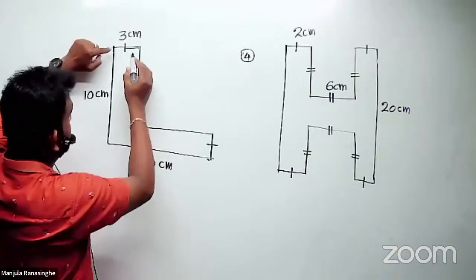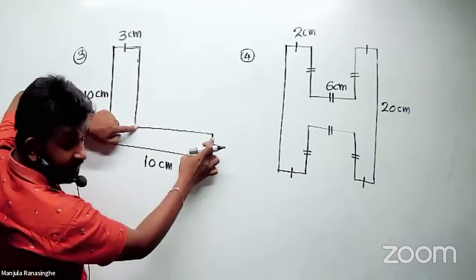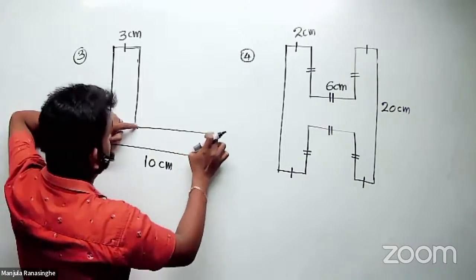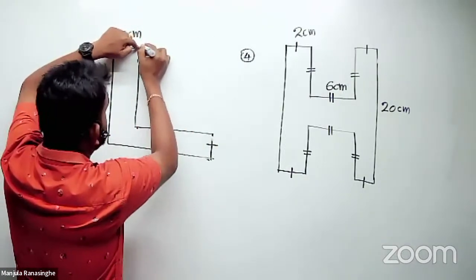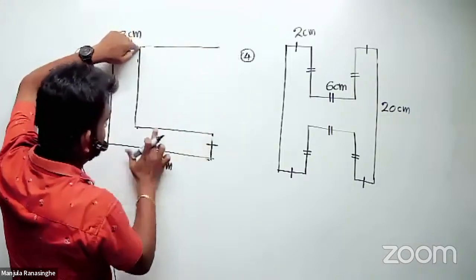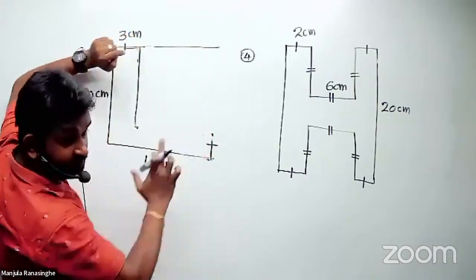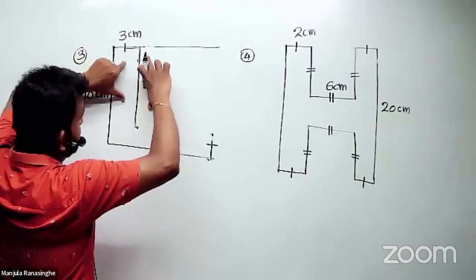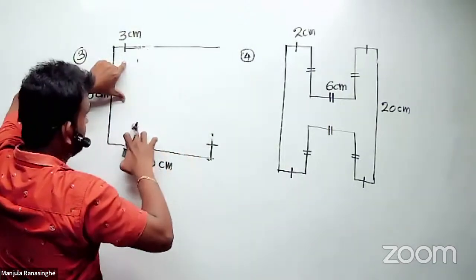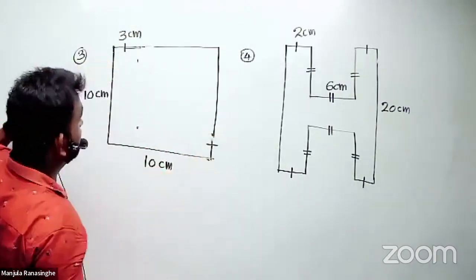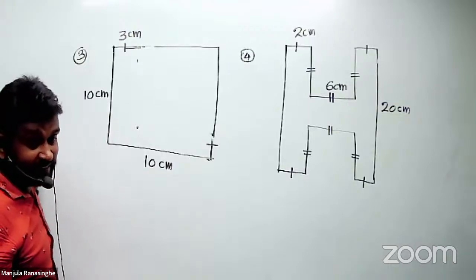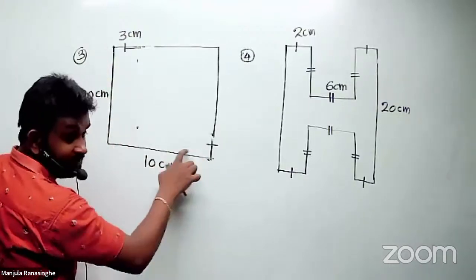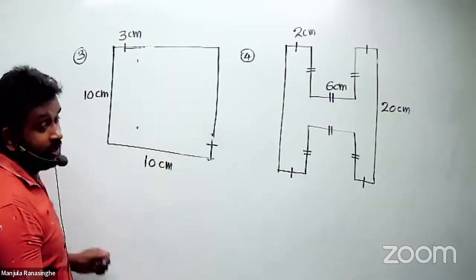See there, I can shift these sides upward. So this is now being shifted. I can shift this length to this side. Now what is the shape it creates? This means it is a square shape now.